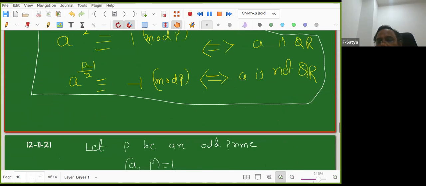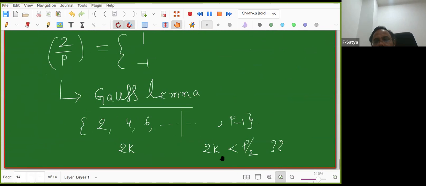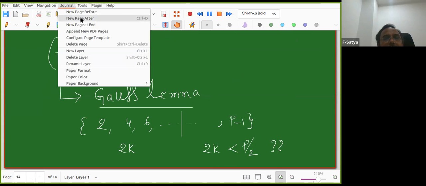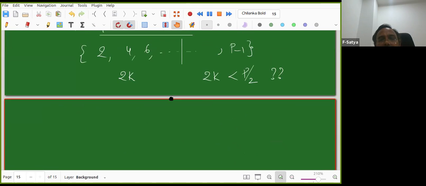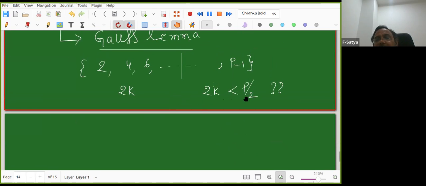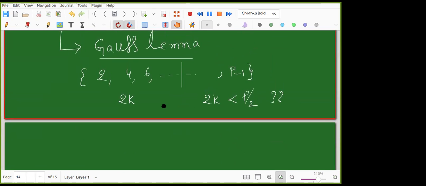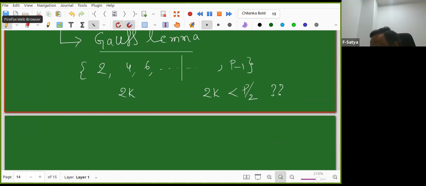Now tell me. I hope you understand my question. So 2 into 1, 2 into 2, 2 into 3, up to some extent I'll go. What is the largest k I can go so that still it is less than p by 2? What is the largest integer I take so that 2 into k is still less than p by 2? But if I take anything more than that, it becomes greater than p by 2. What is that number? P by 4. Very good. P by 4 is a good answer. But a little modification, because I need an integer: p minus 1 by 4.